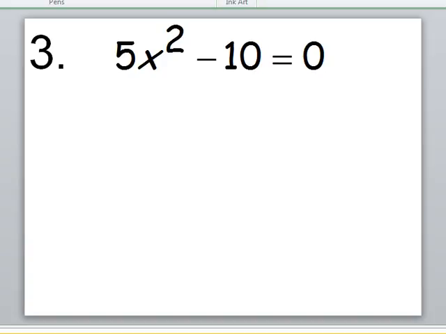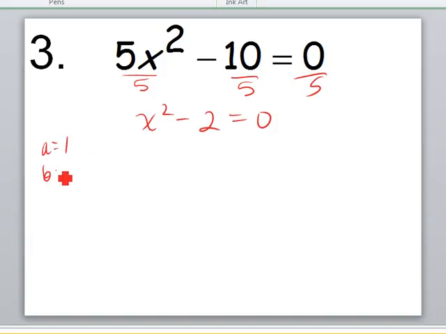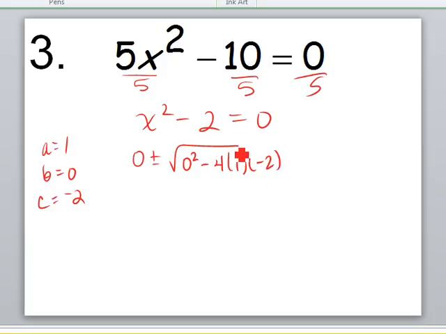Moving on to the next problem, I noticed that this one can be simplified because I could divide each of these by 5. That gives me x squared minus 2 equals 0. So my a will be 1, my b happens to be 0 because there is no x term, and my c is negative 2. So when I plug in the formula, negative b, I get 0 plus or minus the square root of 0 squared minus 4 times a times c, all over 2 times a. Well, 0 is just 0, so you don't even need to write it anymore.